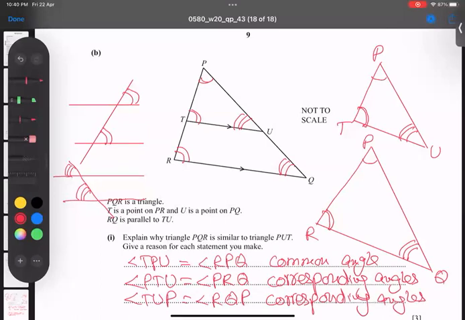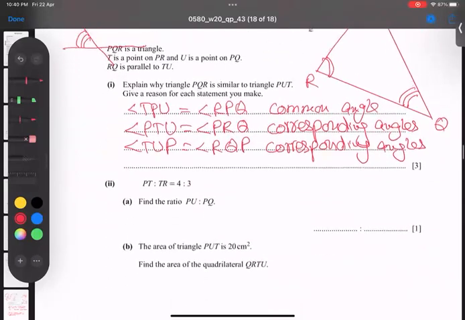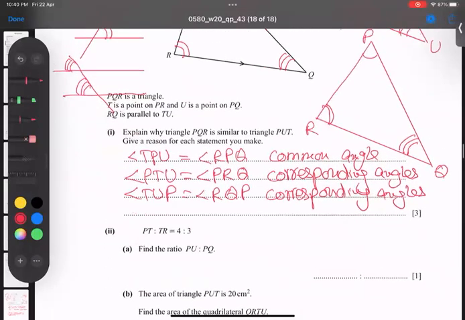Okay. And hence, Alhamdulillah Rabbil Alameen, we proved this is the reason that they are similar. So we can say, hence, the triangles are similar.